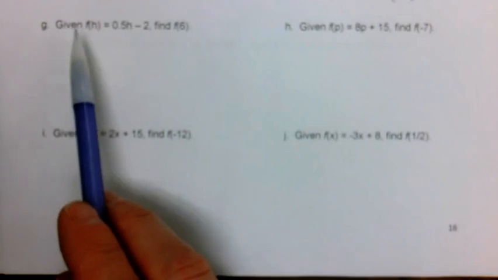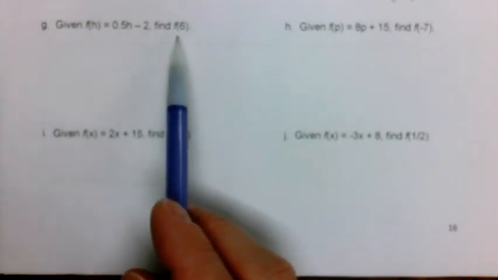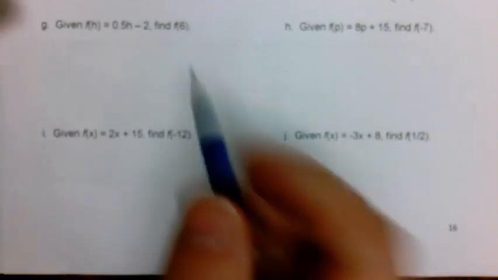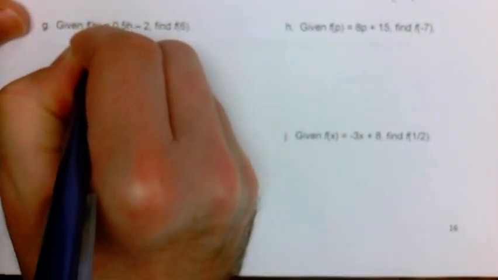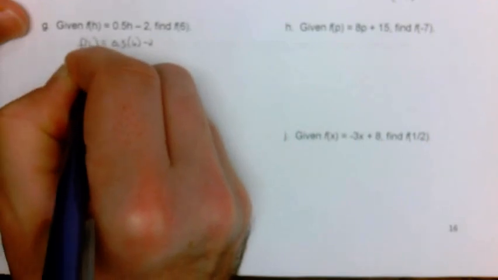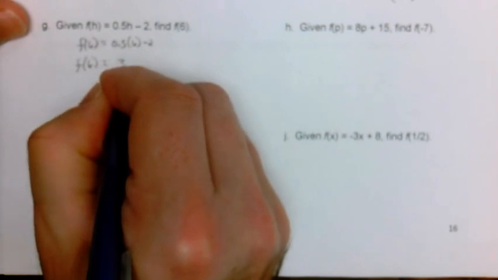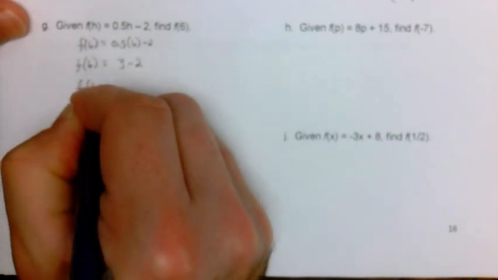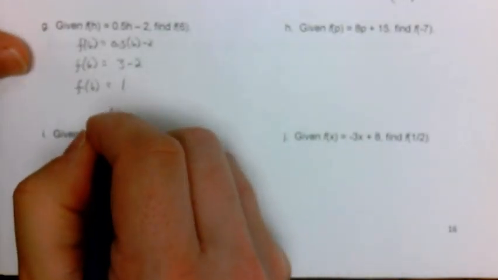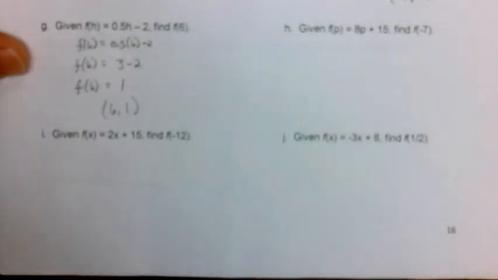In our next function, f of h is equal to 5/10 times h minus 2. They want us to find f of 6. So this is the input value that we'll substitute in here. f of 6 is 5/10 times 6 minus 2. And then we'll multiply before we subtract. 5/10 times 6, or half of 6, is 3. And then when we subtract, 3 minus 2 is 1. All right, so f of 6 equals 1. So again, the input value is 6, and the output value is 1. So 6 comma 1 is the ordered pair.